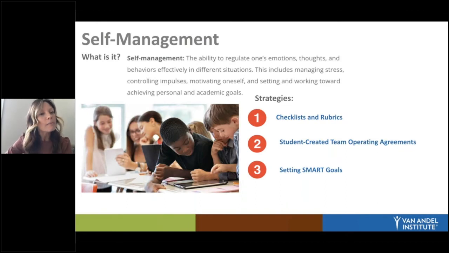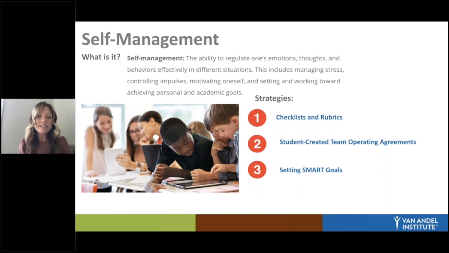The next core competency that we're going to talk about is self-management. So CASEL defines it as the ability to regulate one's emotions, their thoughts, their behaviors effectively in different situations. And it also includes managing stress and how they do that, controlling impulses, motivating oneself, and also setting and working toward achieving academic goals and personal goals. So some strategies to help them get there.